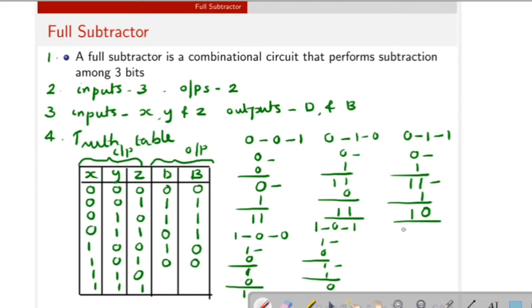Next is 1 minus 1 minus 0. So 1 minus 1 is equal to 0. Then 0 minus 0 is equal to 0. So the difference is 0 with a borrow 0.